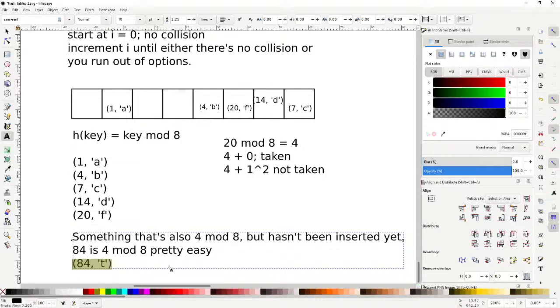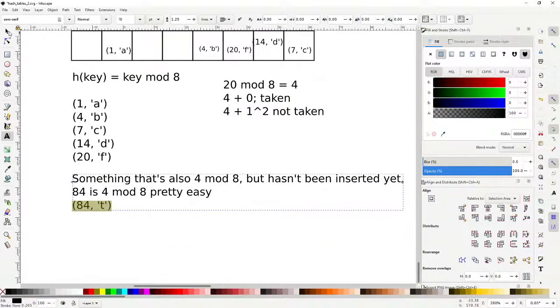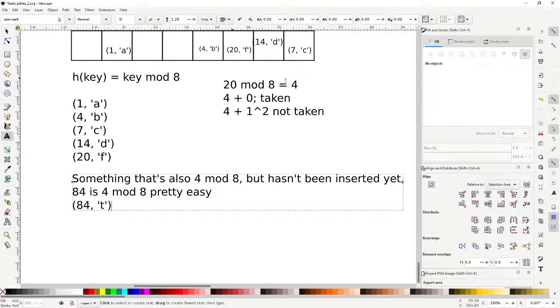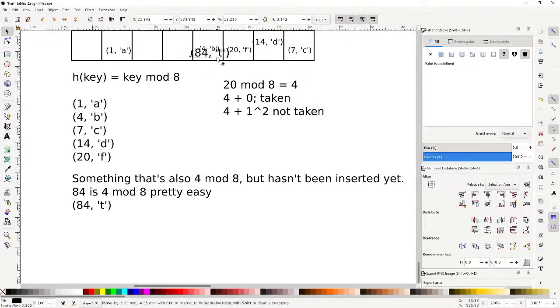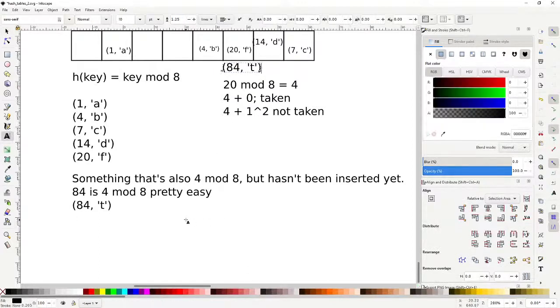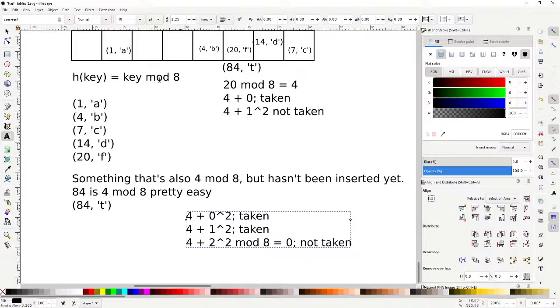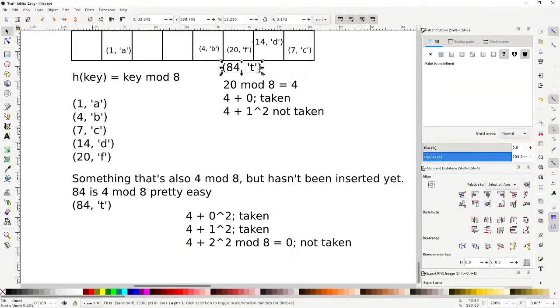So what are we going to do here? We're going to look at this place here. We try to stick it into slot 4. The answer is we can't. Then we try to stick it into slot 5, because 5 is equal to 4 plus 1 squared. So 4 plus 0 squared is taken, 4 plus 1 squared is taken. But now, what is 4 plus 2 squared? That is equal to 8, and 8 mod 8 is equal to 0, not taken. Okay, so let's do this.